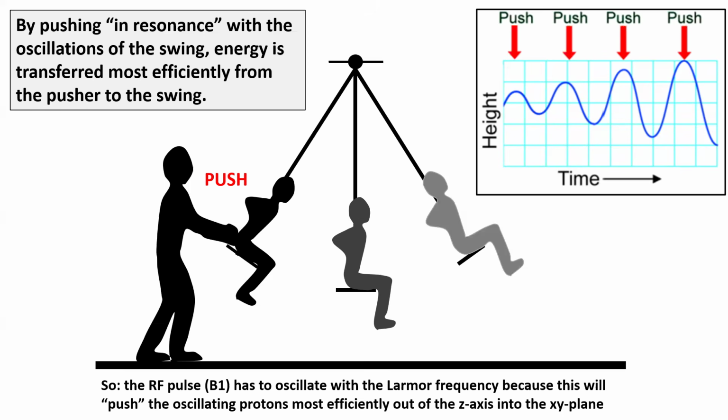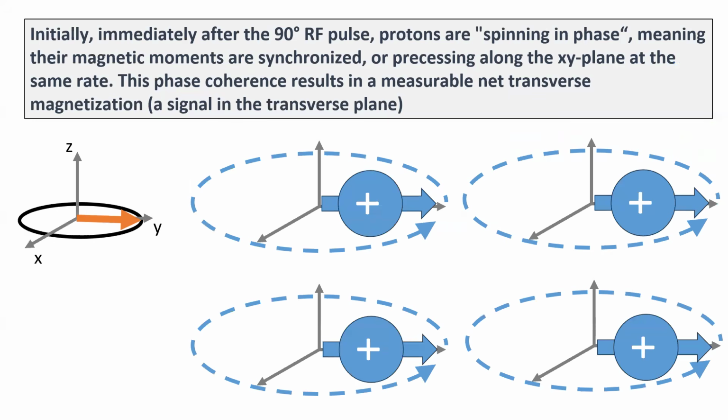So just compare the radiofrequency pulse with a parent and the precessing protons in the body with a child on a swing, and you know why the radiofrequency pulse needs to be given with the Larmor frequency.